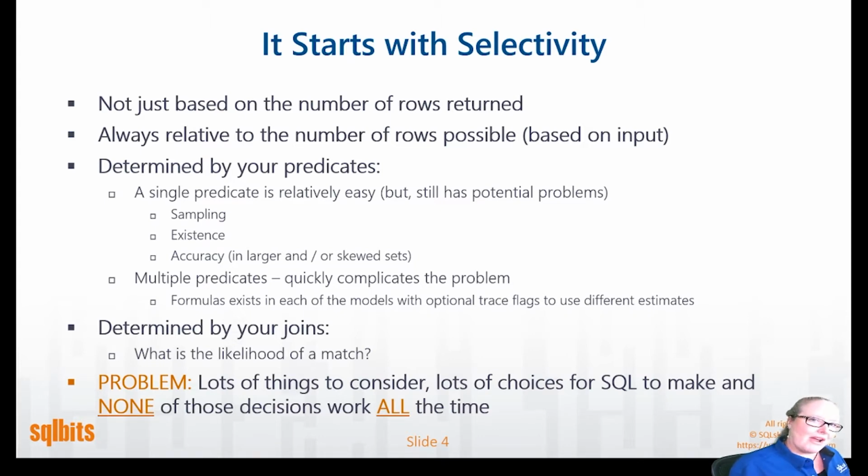What I want to stress is that as you change cardinality estimation models, and as you change queries and indexes, it can get complicated as to how SQL Server figures all this stuff out. There are lots of things to consider, and probably the most important is this last bullet on this slide: there are a lot of decisions for SQL Server to make, and not all of those decisions work all of the time. So we have to get a little bit of insight into what's going on so we can make sense of things.